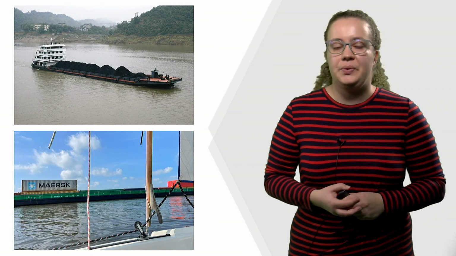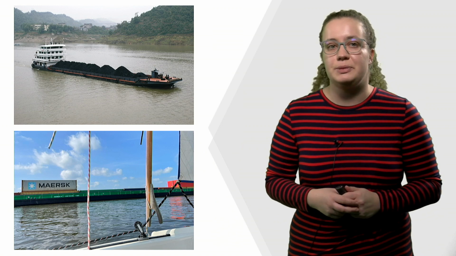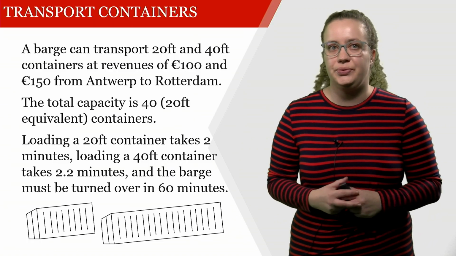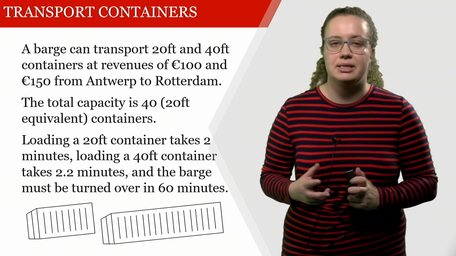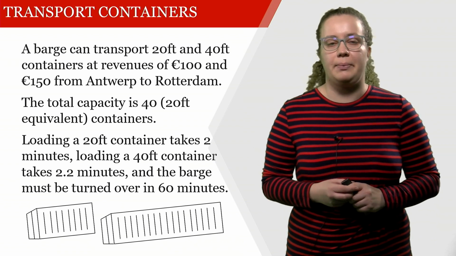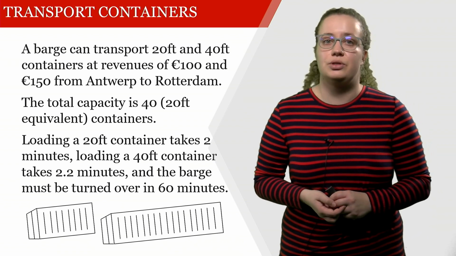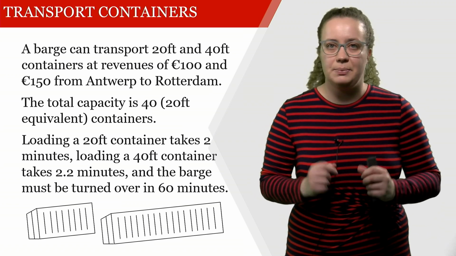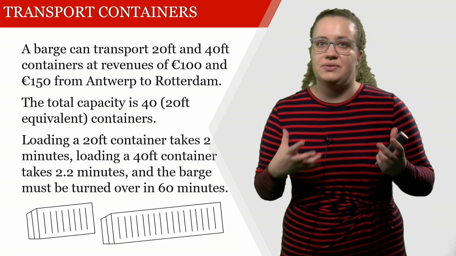So the example that we're going to use is the example of container-based transport. We have a barge that ships 20 or 40-foot containers at revenues of 100 or 150 euros per item from Antwerp to Rotterdam. The total capacity is 40 20-feet equivalent containers, and loading a 20-foot container is just a teeny tiny bit faster than loading a 40-foot container, which of course gives us some trade-off here.